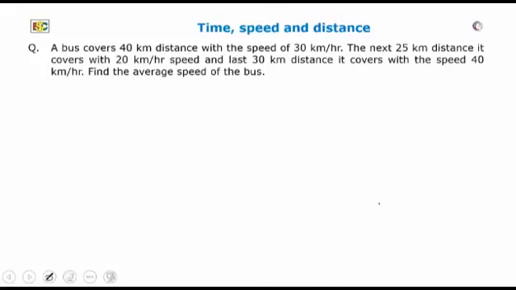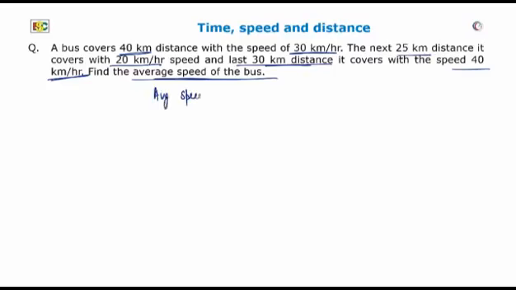Next question is, a bus covers 40 km distance with the speed of 30 km per hour. The next 25 km distance it covers with 20 km per hour speed, and the last 30 km distance it covers with the speed of 40 km per hour. So we have to find the average speed of the bus. We know average speed is equal to total distance upon total time.